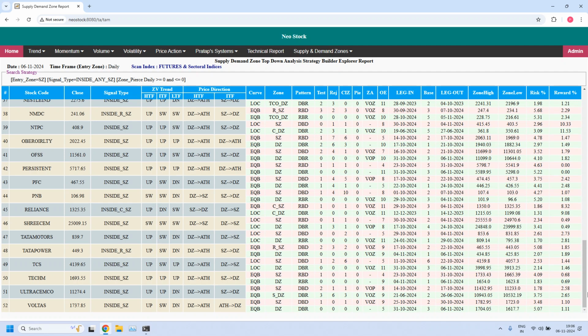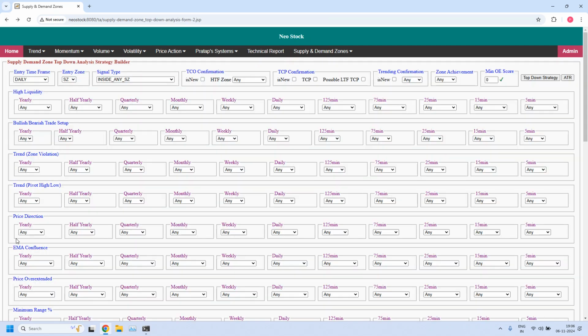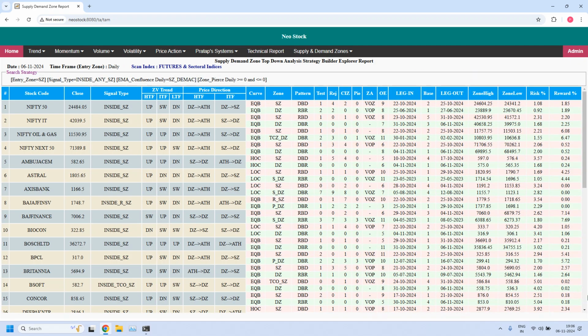And let's verify how many of these stocks are having EMA Confluence. Out of these 52, EMA Confluence and daily time frame, daily supply zone with daily EMA Confluence. I enable the filter. Let's verify. I think again the list is big. I am scrolling the list down.